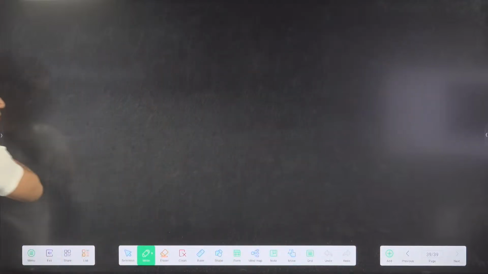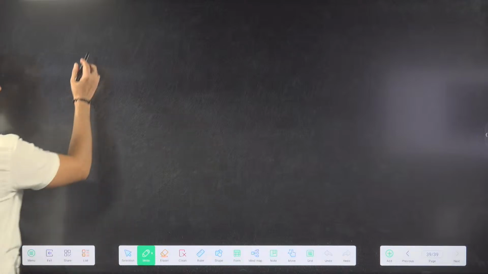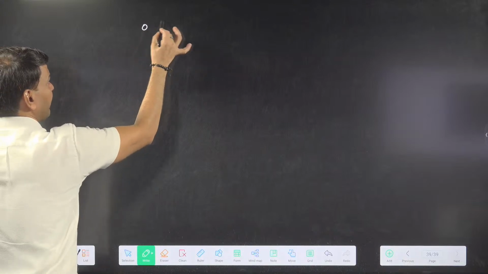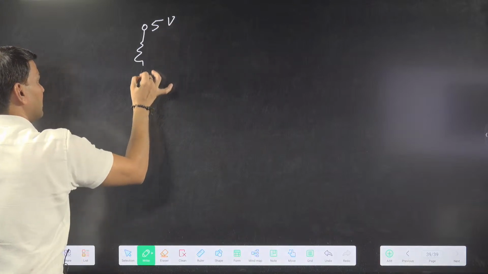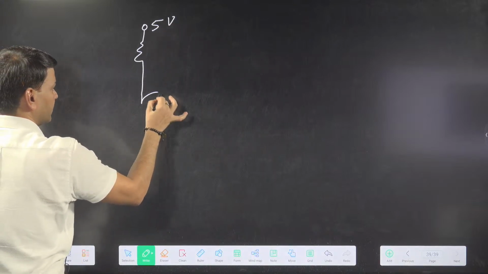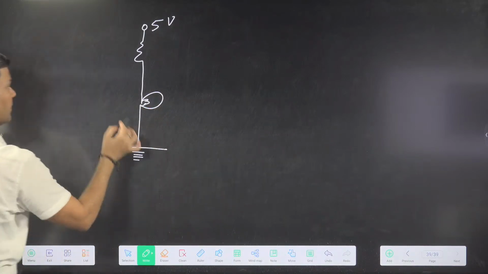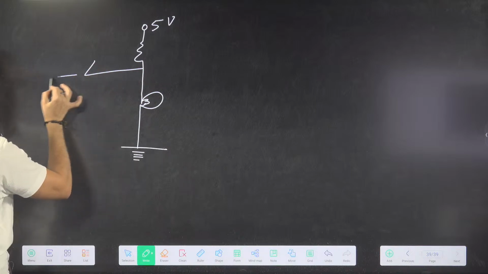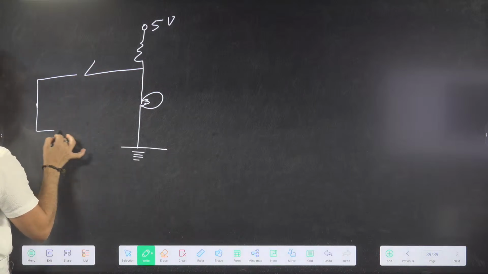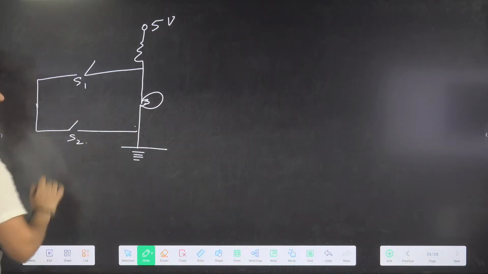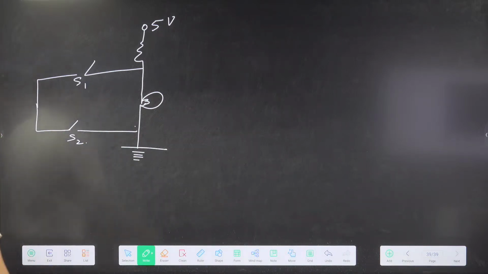Now the NEET 2019 question, that was the circuit diagram. Suppose it is 5 volt they gave, and here they have given the bulb. They ask this circuit is equivalent to what?